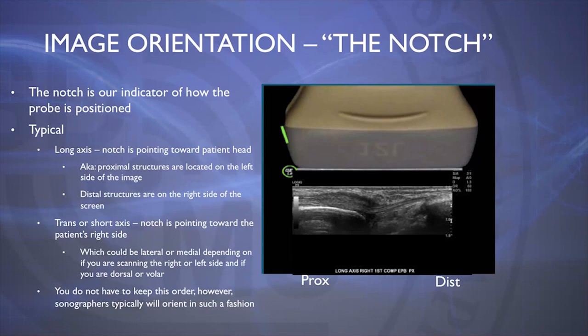With this being said, the notch may not be pointing towards the patient's right. It may be pointing towards the patient's medial or lateral side, depending on if you're evaluating the right or left wrist or the dorsal or volar aspect. The take-home point with this slide is just know where your notch is positioned and what anatomy is underneath your probe, meaning bony anatomy, tendon or ligament anatomy when you're looking at things, and making sure that you communicate appropriately with your radiologist or interpreting physician about what it is that you're seeing and how you are oriented.